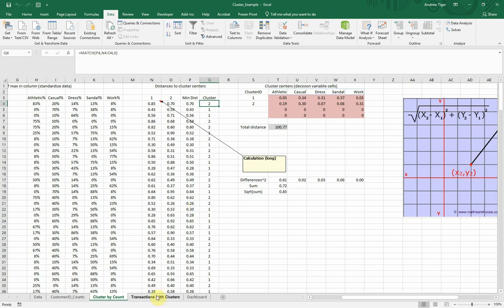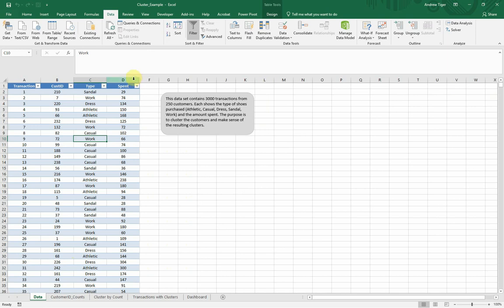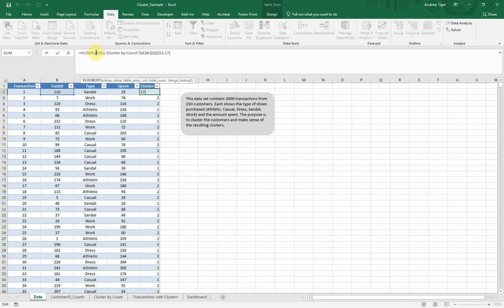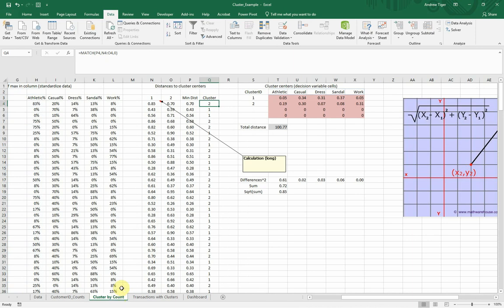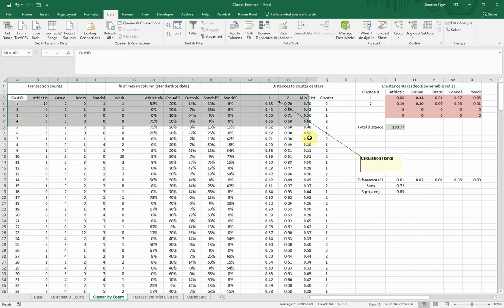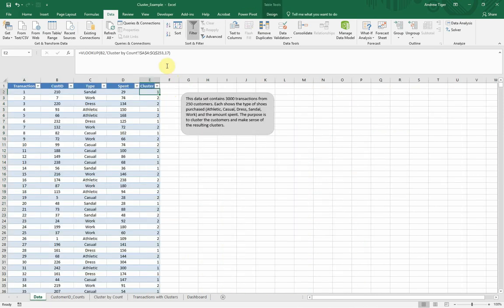Well, what do we do with that? We can go back to the original data, and I can now go grab this by doing a VLOOKUP of this customer over in this cluster by count. So it looks up this ID in this big matrix and returns this value, which is column 17 out. So now we've grouped, and now I know which grouping that's in.